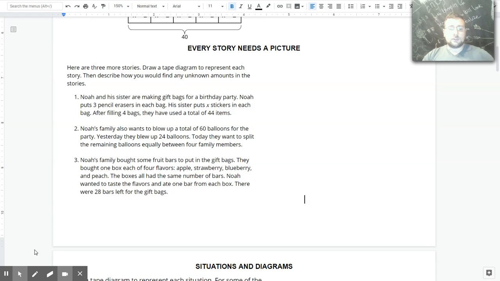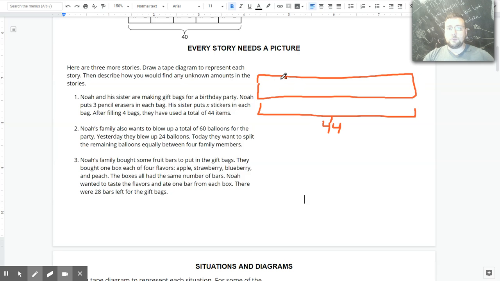Okay, so let's look at this first problem. On this first problem, we have a total of 44 items. So we make a little bracket to represent that total, right? Now notice that you are splitting that in 4 bags. 4 equal bags is what the problem says. 1, 2, 3, 4. And each of those bags gets 3 pencils plus the stickers. So we don't know how many stickers, but we know it's the same in every single bag.